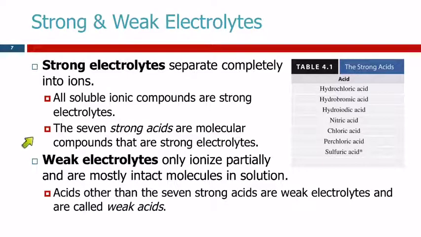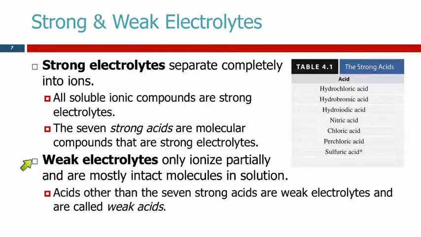And then there are 7 acids that are considered strong electrolytes. They're called strong acids. The strong acids are strong electrolytes, and they are listed over here. We should memorize that list. So, hydrochloric acid, hydrobromic acid, hydroiodic acid, nitric, chloric, perchloric, and sulfuric acid. When these substances are dissolved in water, they separate completely into ions. They form ions. They're ionized.